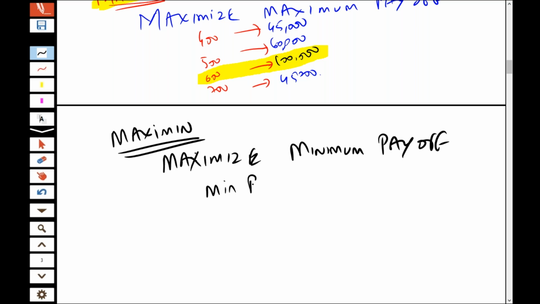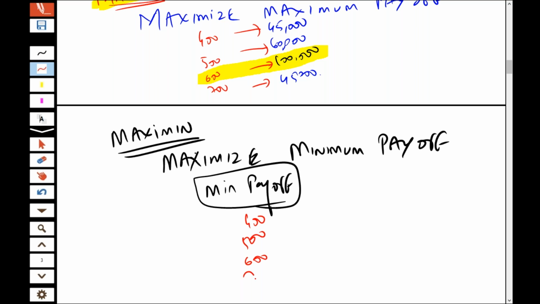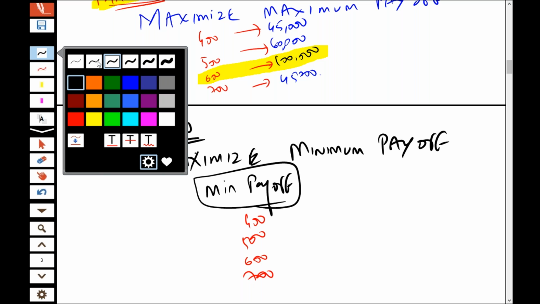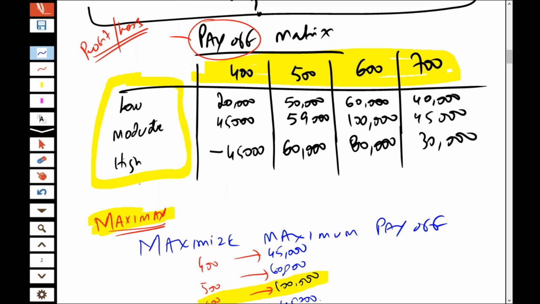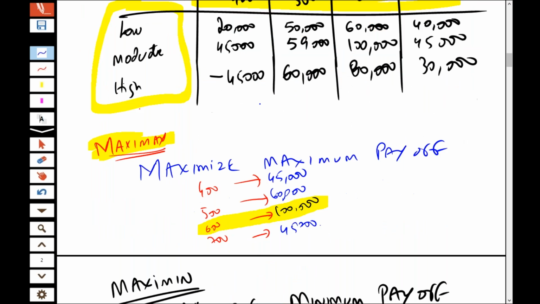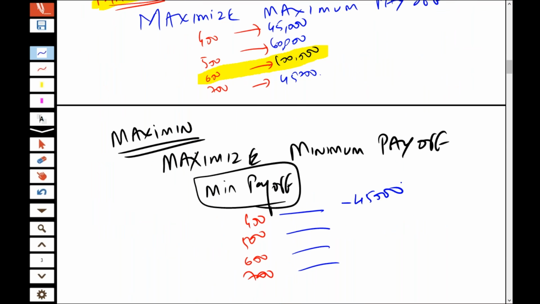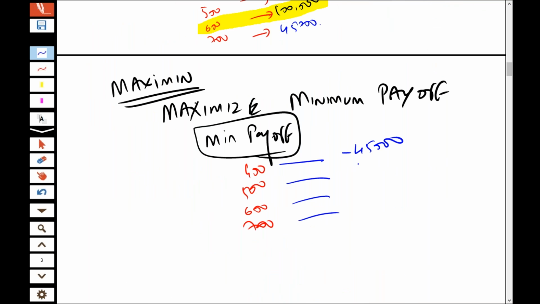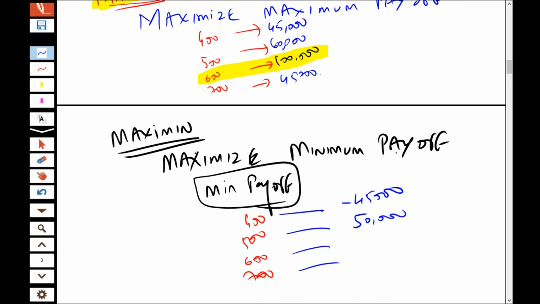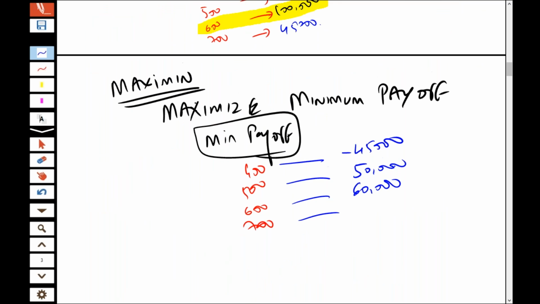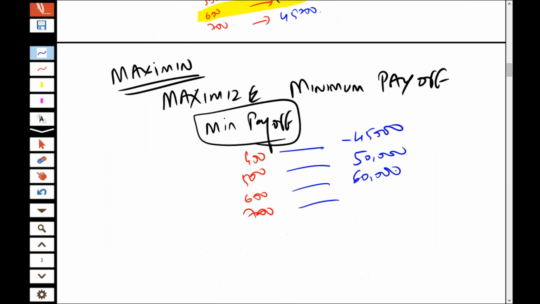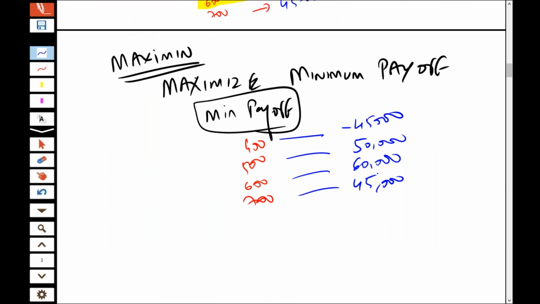So what you would do is that you would identify the minimum payoffs everywhere. 400, 500, 600, 700. What you need to do is identify the minimum payoffs. How would we do it? You would say 400. The minimum payoff is negative 45,000. Here it is 50,000. Then 60,000 and then 45,000.